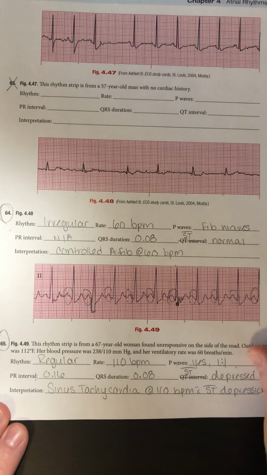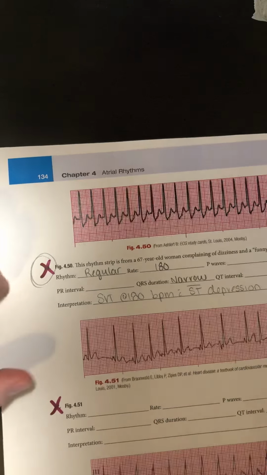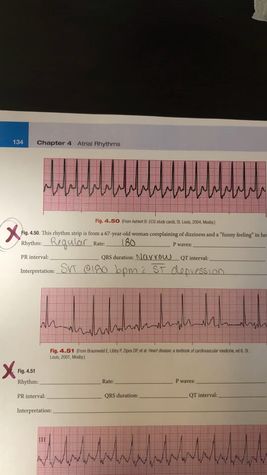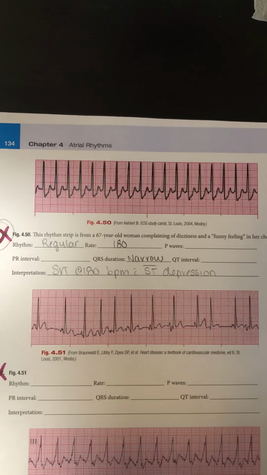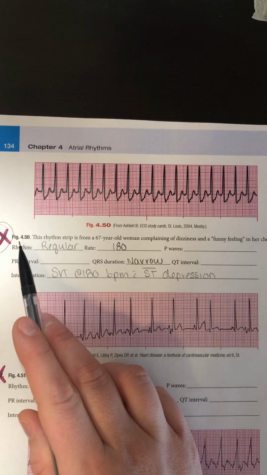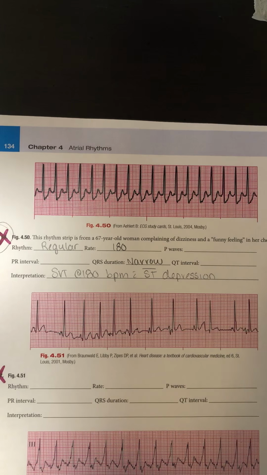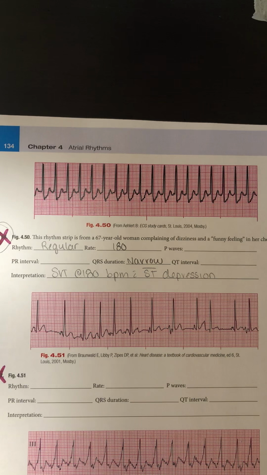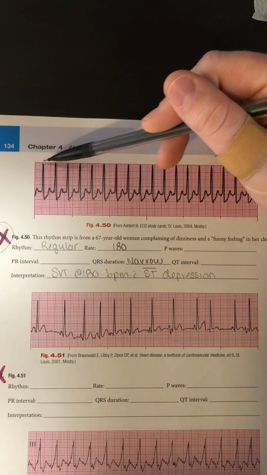So let's review some of our sinus mechanisms here. I just want to look at the top rhythm on this side of the paper. So this is figure 4.5. We can see it's very fast, so I want to look for those 3 things that would make it SVT. It has to be regular, over 150 beats per minute, and narrow complex. If it was irregular, I would be thinking atrial fibrillation with RVR, which means rapid ventricular response, or over 150 beats per minute. But this one is regular.